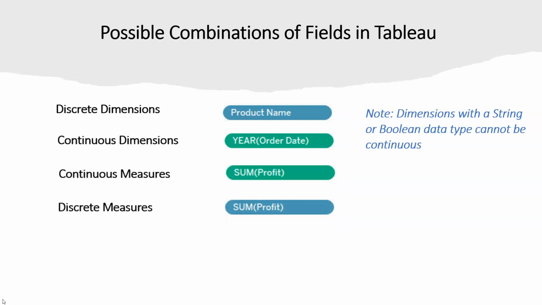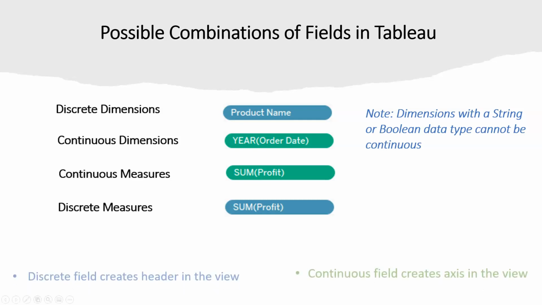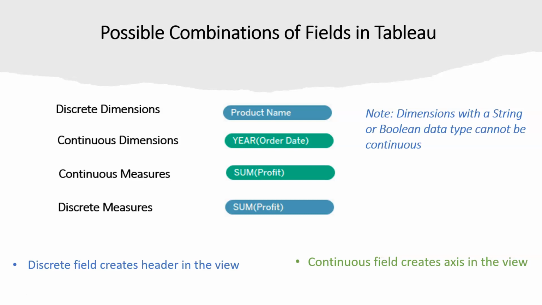Measures are usually continuous, like profit. However, we may choose to make a measure discrete. A discrete field creates a header in the view, and a continuous field creates an axis in the view. I'm going to show you what I mean by this.